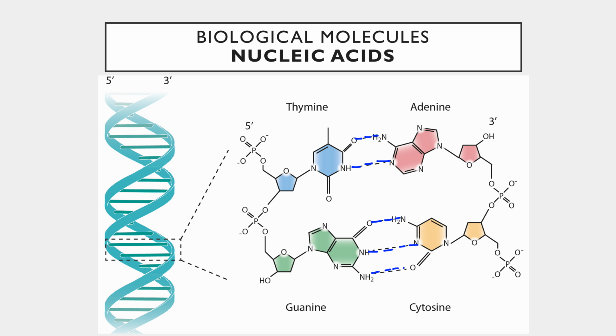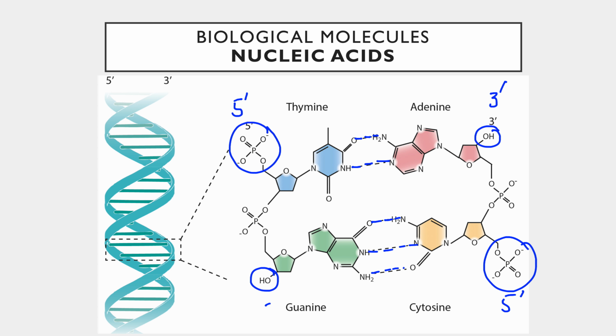Most importantly, the phosphate groups at the ends of each strand are referred to as the 5' ends. And the OH on the ribose of each strand are referred to as the 3' ends. This allows for indicating directionality within the DNA molecule itself.